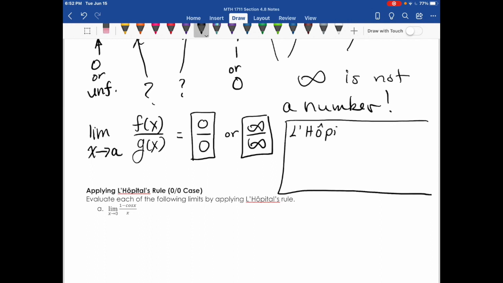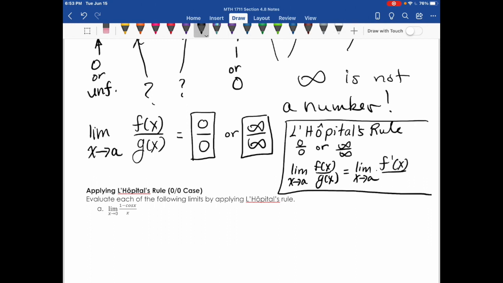Let me write it down for you. This only works if you have the case 0 over 0 or infinity over infinity. If it's any other indeterminate form, this will not work. The limit as x approaches a of f of x over g of x, you can say that that's equal to the limit as x approaches a of the derivative of f over the derivative of g. And you can repeat that as many times as you need to check to see if you can take the limit, as long as you keep getting indeterminate forms that are 0 over 0 or infinity over infinity.